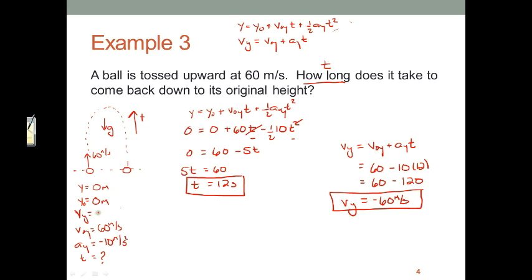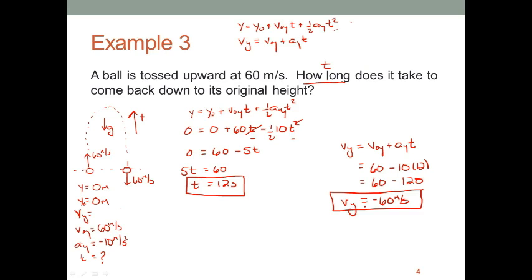Notice, it's symmetric. It goes up at 60 and it's coming back down at the end at 60. What's changed is the direction. One's positive, the other one's negative. This is a result directly from the fact that we're ignoring air resistance. If we had air resistance included, it would not be symmetric. But since we are ignoring it, there it is.